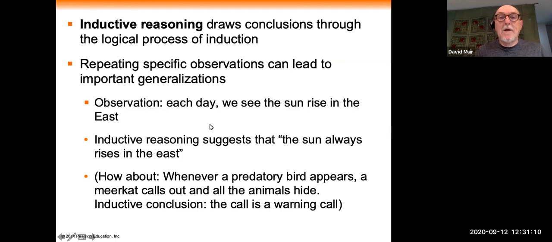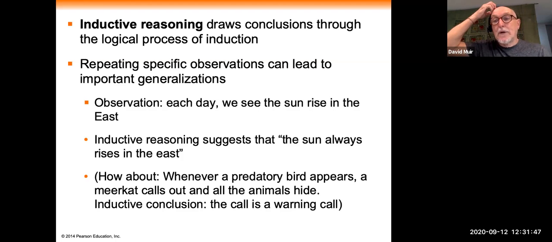So for example, every single day, if we get up early enough, you'll see the sun rise in the east. Well, inductive reasoning suggests to you that the sun always rises in the east. It's never been observed to rise in the west. And therefore, tomorrow the sun will rise in the east. That is a process of inductive reasoning, and it's quite probably correct. Very often, inductive reasoning can lead to hypothesis formation or to a valid conclusion.